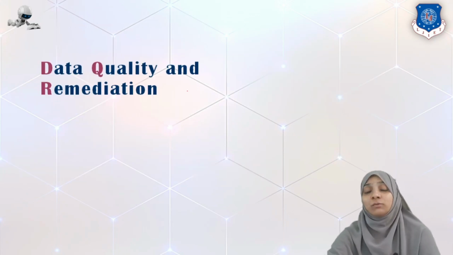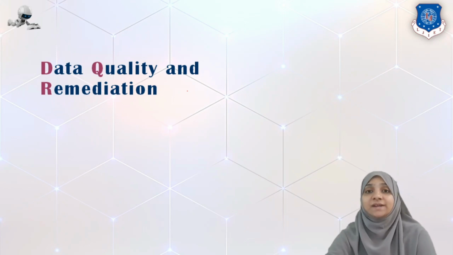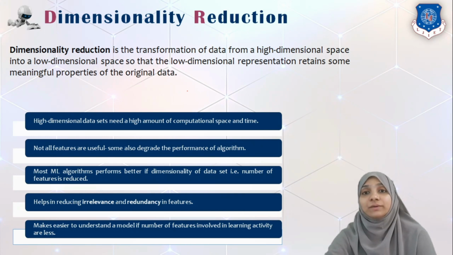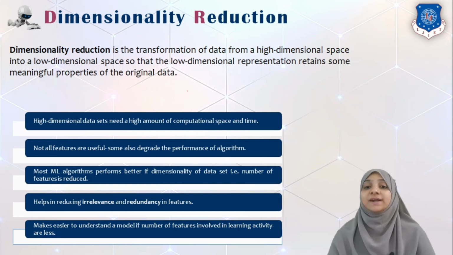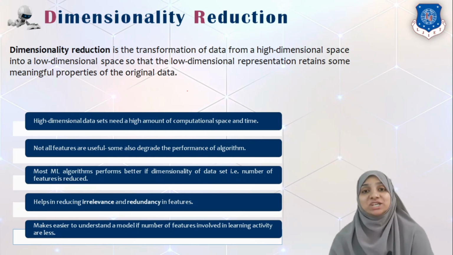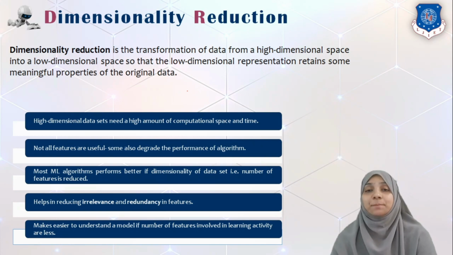So we have seen what are the factors that affect the data quality and how to remediate the quality. Now we will see data dimensionality reduction. Basically, what do we mean by dimensionality? Dimensionality is nothing but the number of attributes of a given data set.